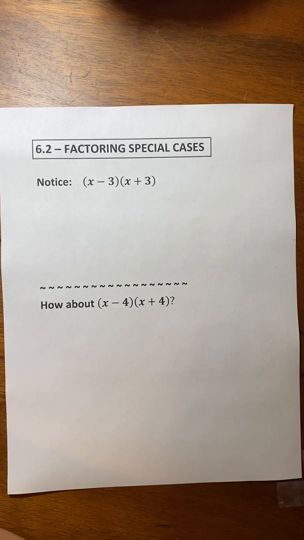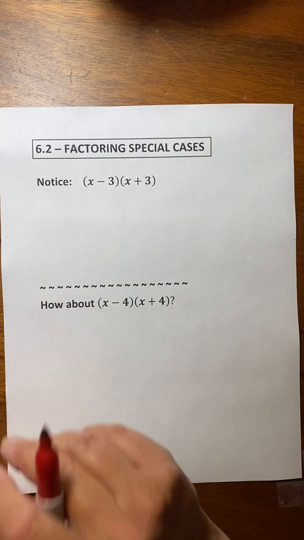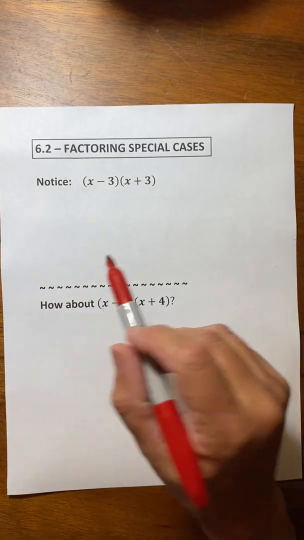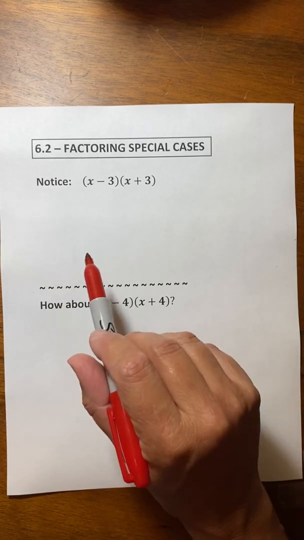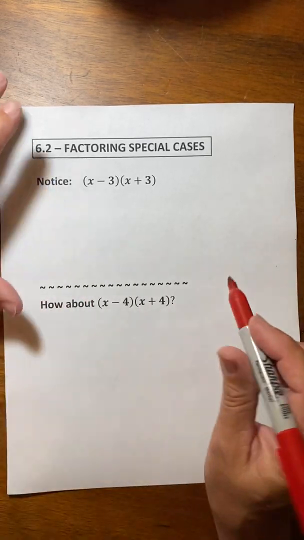We did an introduction to factoring in 6.1. We're just going to expand on that a little bit. We'll talk about special cases in a moment, but first, let's take a look at this product. Remember, factoring is the reverse of multiplication. So just like last time, we're going to start with multiplication and see how we can reverse it.